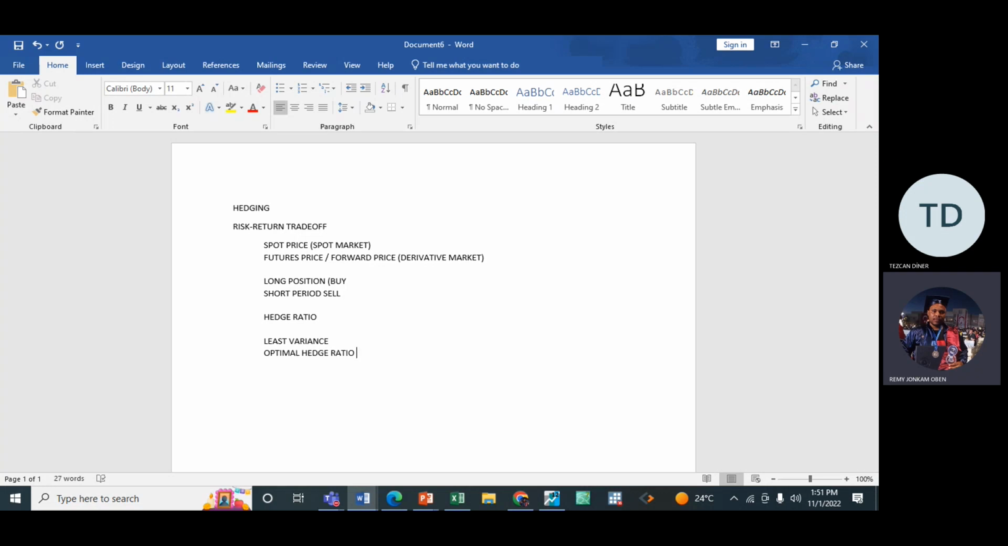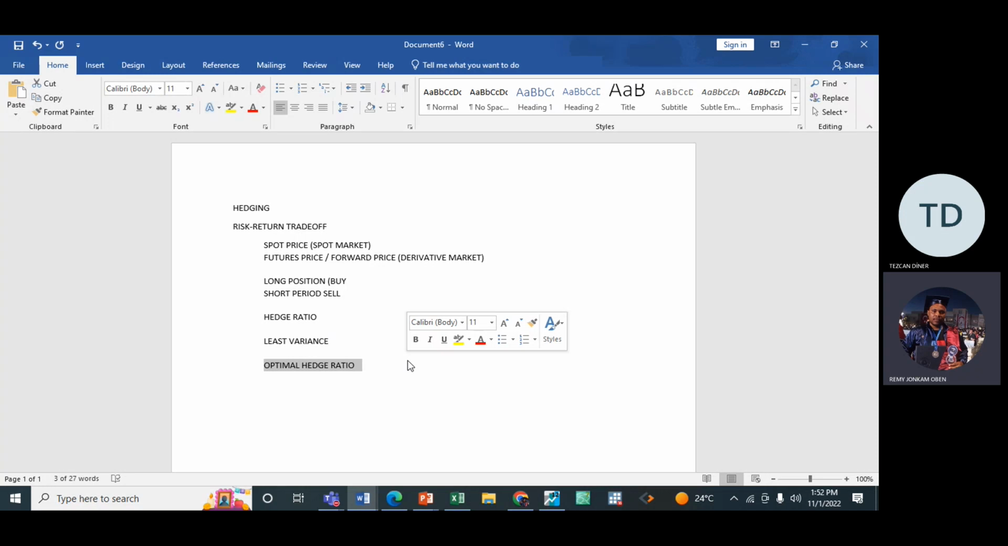This is the maximum hedge ratio. Optimal. Don't use the word maximum. Use the word optimal. The optimal hedge ratio is the least variance hedge ratio. It is the hedge ratio which gives you the lowest risk, the least variance. So if you can get the optimal hedge ratio and you hedge your position based on it, then you have done the best hedge. Let me put it that way.